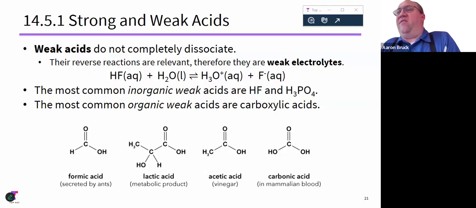Phosphoric acid, you actually find very commonly in beverages such as sodas and colas, which tend to use phosphoric acid as a pH stabilizer.